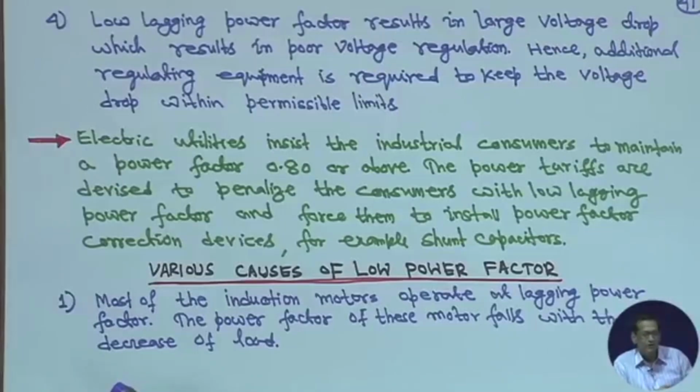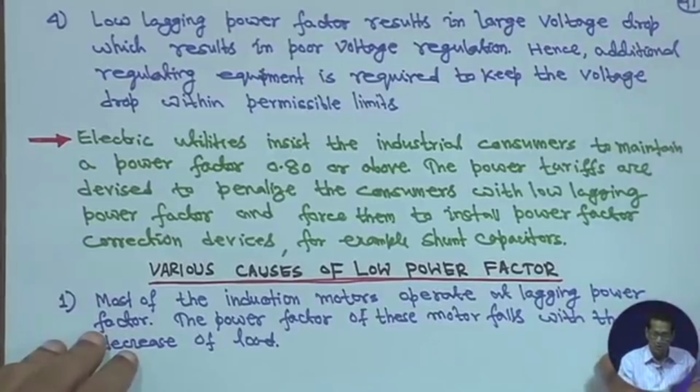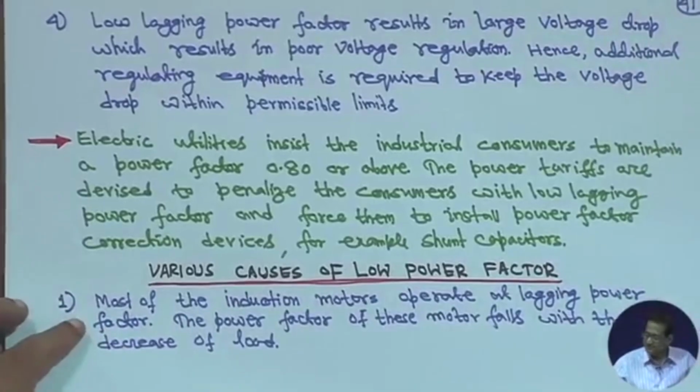So that's why they will always try to see that kVA demand is less, because one part of the tariff is based on their kilovolt ampere or kVA demand, right. Now, various causes of low power factor. Most of the induction motors operate at lagging power factor, right. The power factor of these motors falls with the decrease of load. This is one reason.